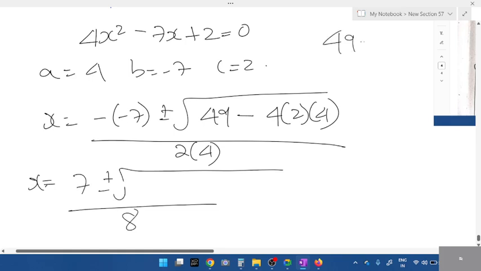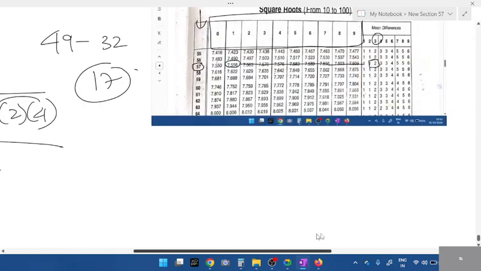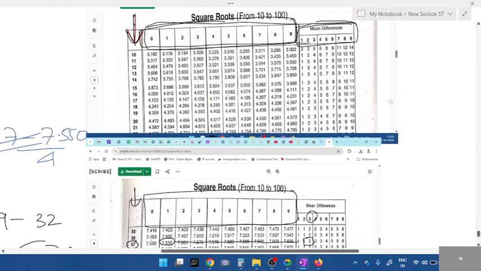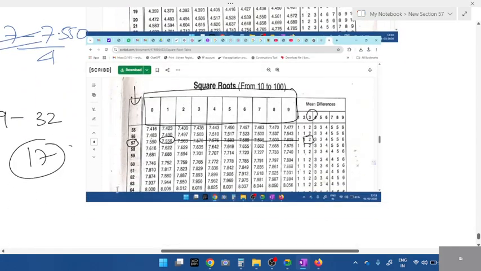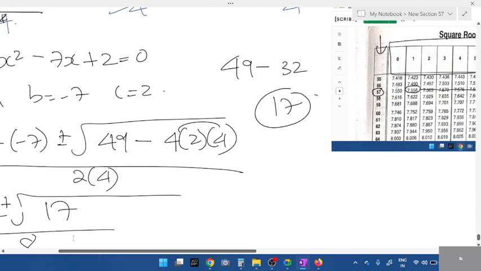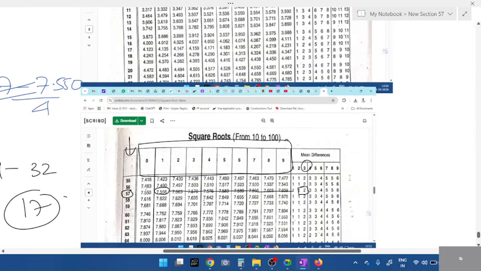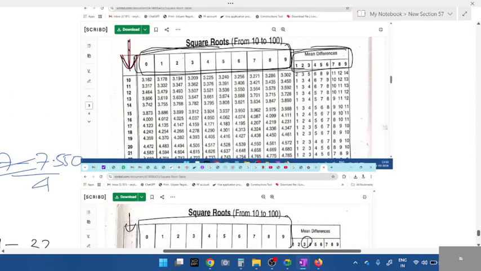49 minus, all of you respond. 16 into 2 is 32. What do we get? Root 17. Check the log table. Where is root 17? Can you see root 17? After root 17, do we have any value? After 17, students, if there is no value, you have to consider it as 0. Understood? Simple concept. So look at 17 and 0. What's the answer given?